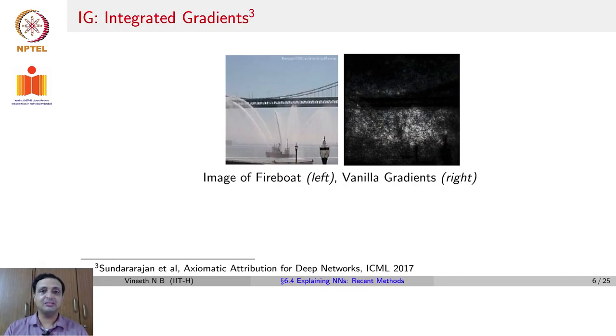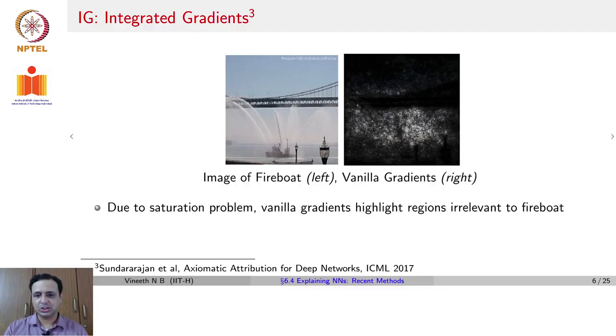Another popular method, rather, is known as integrated gradients, very popularly used today. Integrated gradients is motivated by an observation similar to DeepLIFT, which is shown here. If you have a given image, which is an image of a fireboat, and you only used the vanilla data gradients to see where the fireboat is, you get a set of gradients such as what you see on the right side.